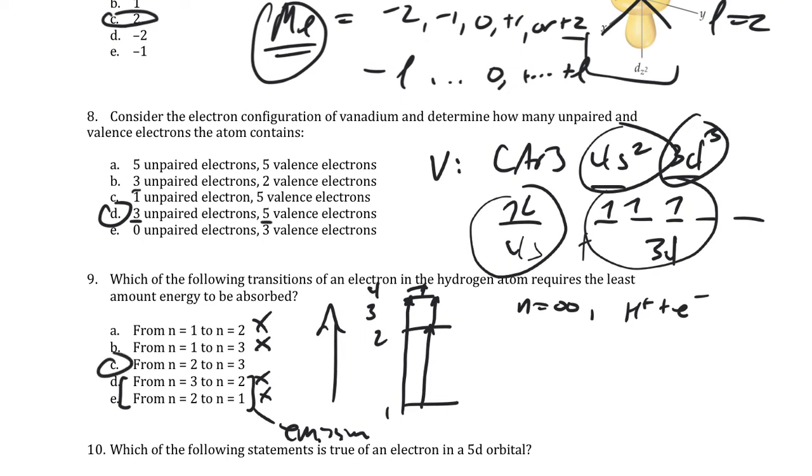So the least amount of energy to be absorbed for the choices here would be for C, 2 to 3. So it's really just getting us to imagine if we know that 2 to 3 are closer together in energy than 1 to 2.